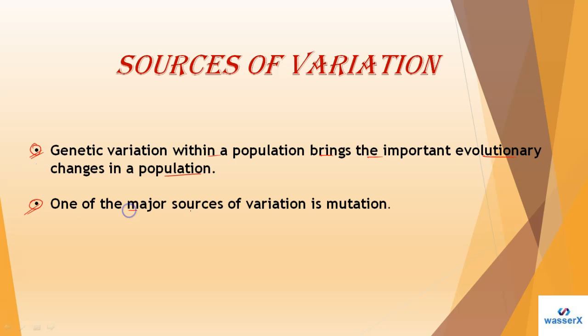One of the major sources of variation is mutation. So we'll be studying mutation in much detail. Let me tell you a little bit of the idea of mutation. When we say mutation, basically it's a kind of alteration that takes place in the genome, that set of genes basically. So that's what we call mutation.